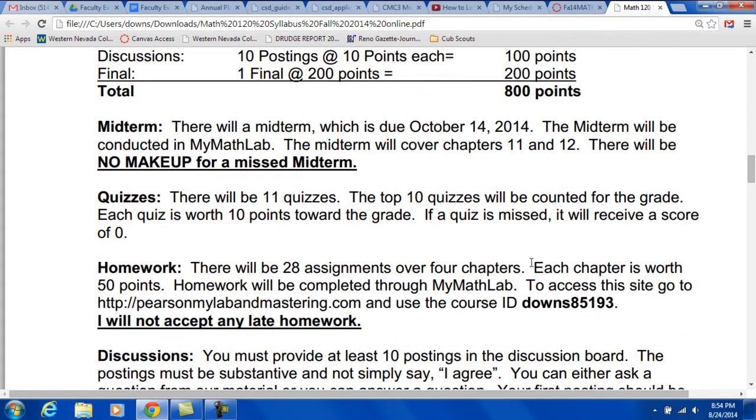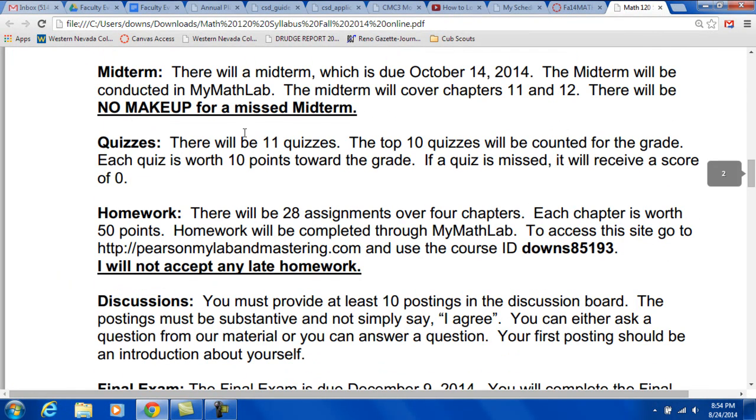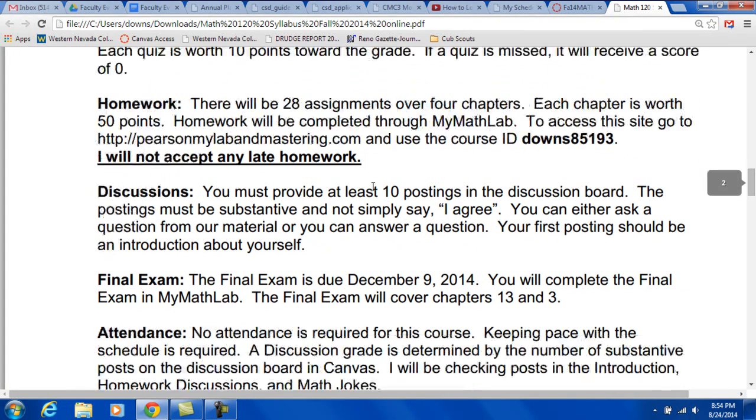There'll be a midterm, it's due October 14th, 2014, so you'll do that in My Math Lab. It'll cover chapters 11 and 12, and it'll make up for a missed exam. Like I said, there'll be 11 quizzes. The top 10 quizzes will be counted for the grade. Each quiz is worth 10 points toward the grade. If a quiz is missed, it'll receive a score of 0.